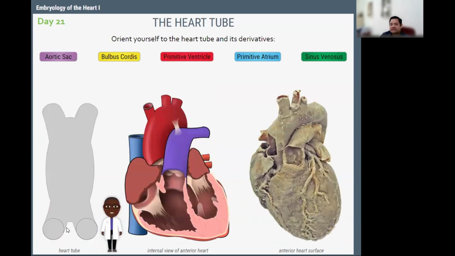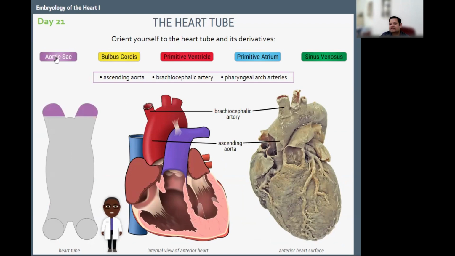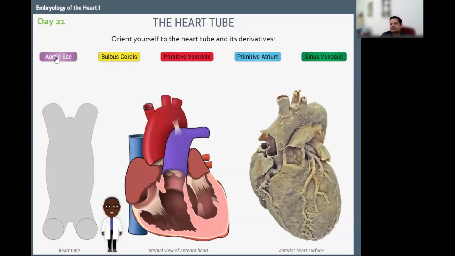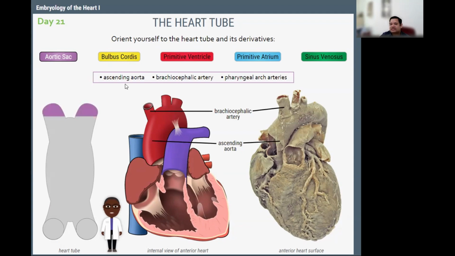Now here you can see there is heart tube, there is the internal structure of the heart, and then internal heart surface is there. So what we are going to do, I will click like this. So some part will come together, and then what actually they are going to form in future, you can see a real diagram also, that is the separate heart, and you can see here the diagrammatic representation. So one by one we are going to show you all the things. The first part is aortic sac. So aortic sac is going to form in future ascending aorta, brachiocephalic artery, pharyngeal arches arteries. So you can see this is brachiocephalic artery, ascending aorta, and pharyngeal arches of arteries, again a different structure.